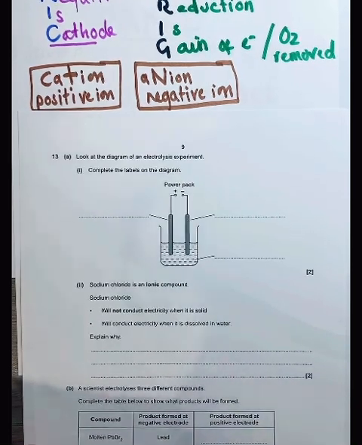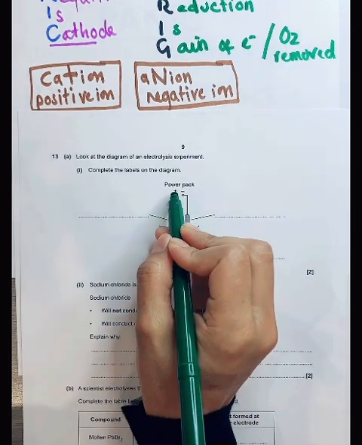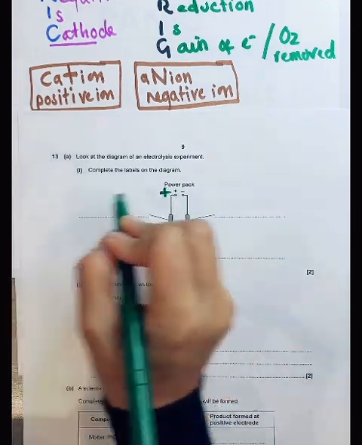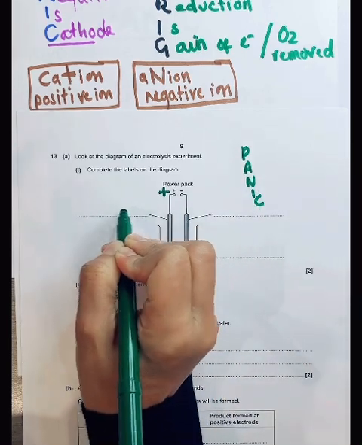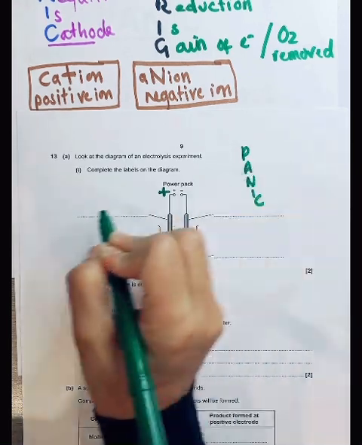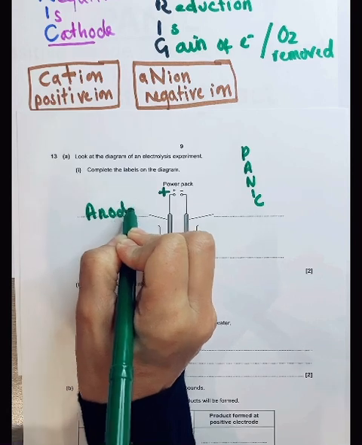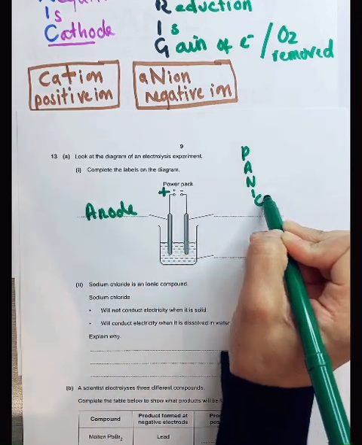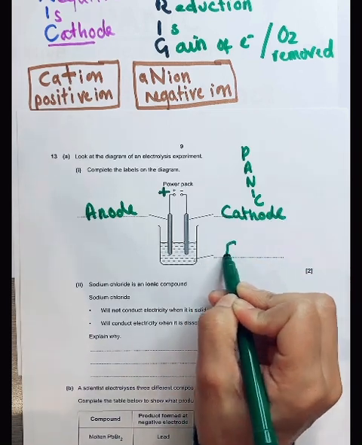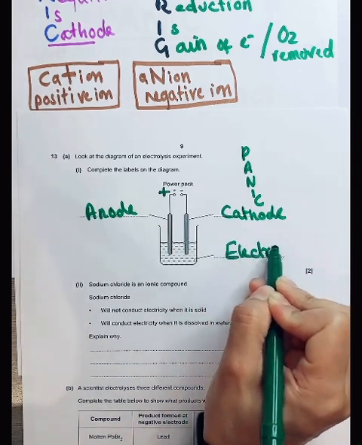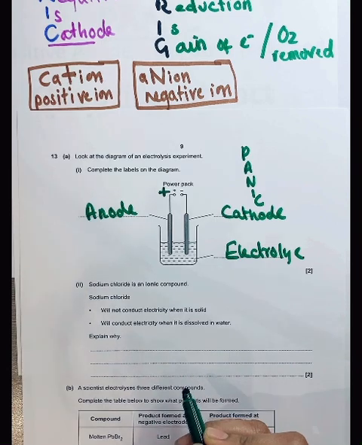This is an exam question. You need to label the diagram here. So here is the plus sign. So write PANIC on your paper. Plus positive is the anode. So label this the anode. Negative is the cathode. So we can label this the cathode. Electrolyte is what we are splitting up.